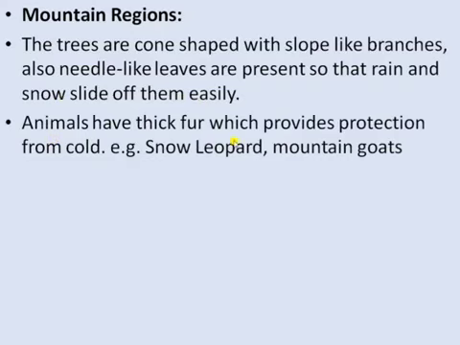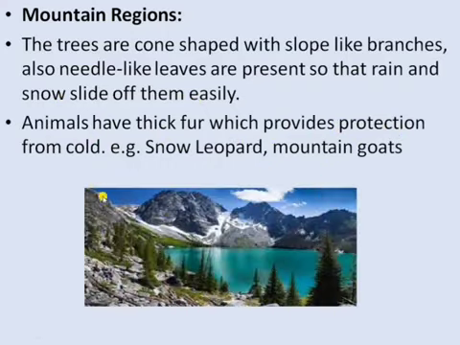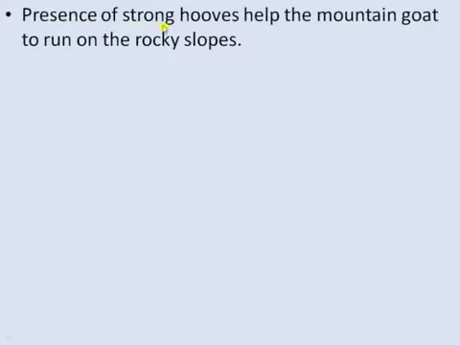Animals have thick fur which provides protection from the cold, for example, the snow leopard, mountain goats and polar bear. This is the picture of the mountain region. Next, the presence of strong hooves helps the mountain goats to run on the rocky slopes. In regions covered with snow, only mosses and lichens survive, because flowering plants grow during the short summer season when the snow melts.